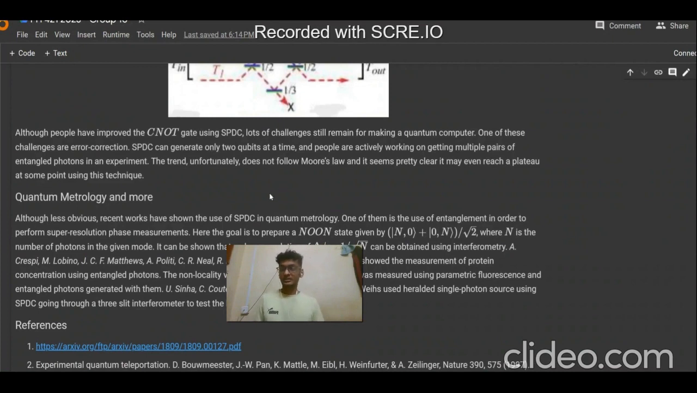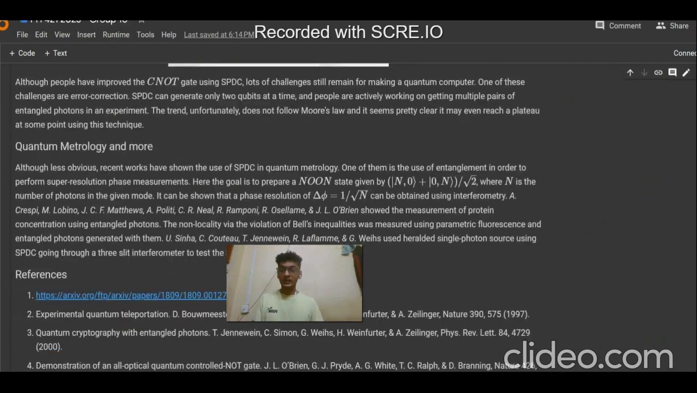Although people are doing experiments for that and trying to increase the number of photons generated at the same time, it was seen that it doesn't follow a Moore's law and it eventually reaches a plateau. And that number was somewhere around 32 qubits.